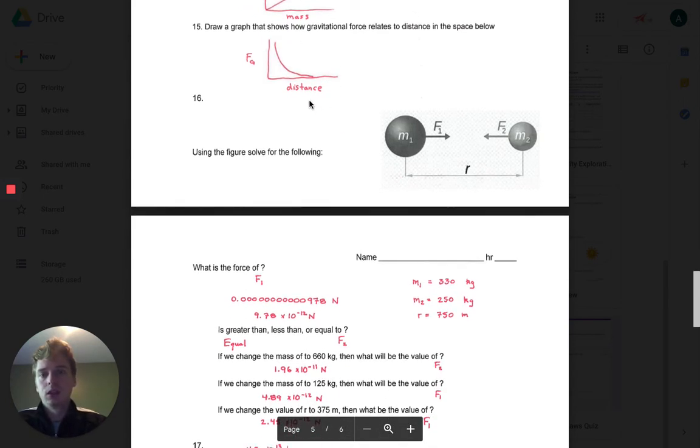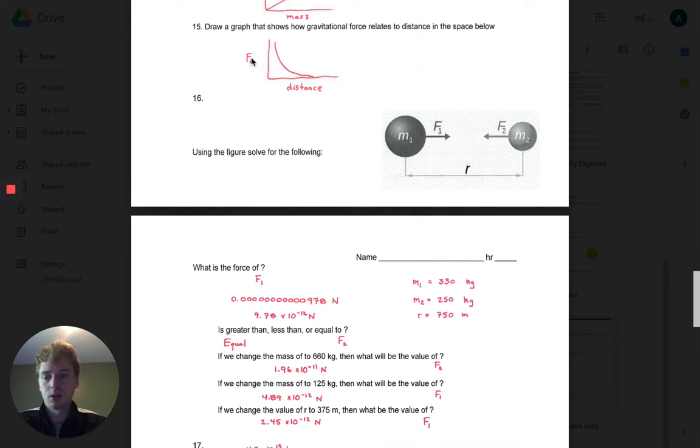15, this is the opposite. This is an inverse relationship, and also notice that it's not a straight line because if we double the distance, the force of gravity goes down, but not by half. It goes down by a fourth. So that's why I drew a curved line here.